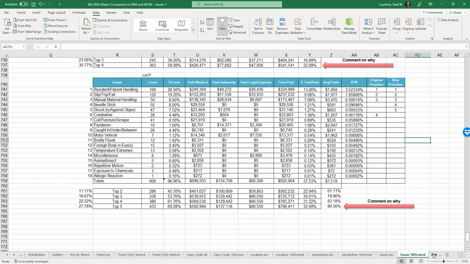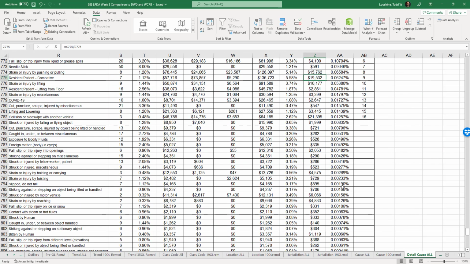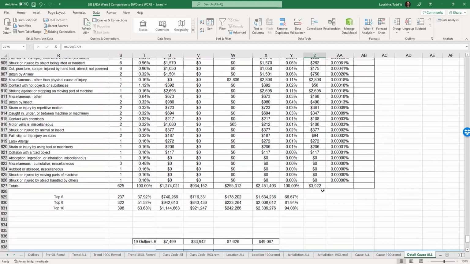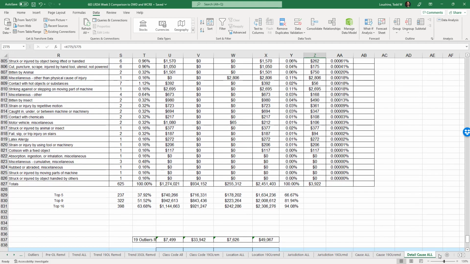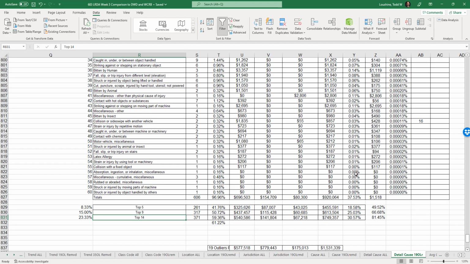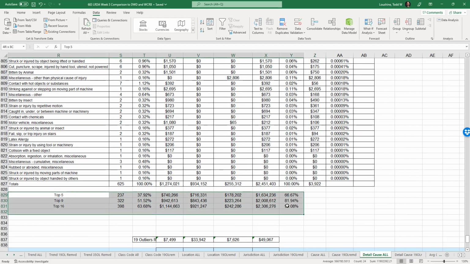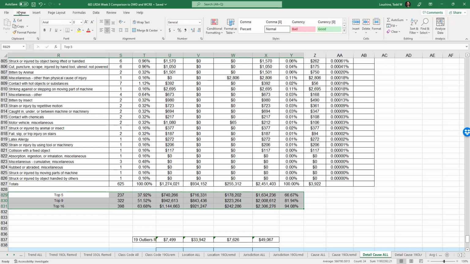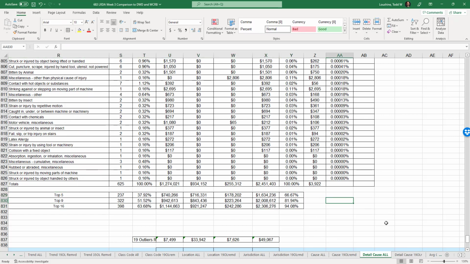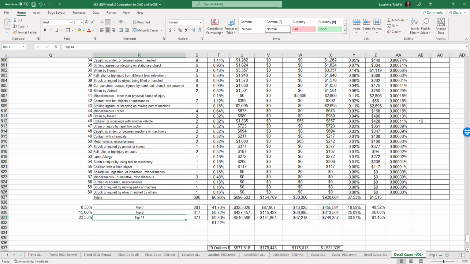And that, I believe, we did the detail cause. There's just too much here. When there's too much data, it would take you too long to try and figure out where to focus. And, you know, you've got to move on. You only have so much time. And that's the way it is.